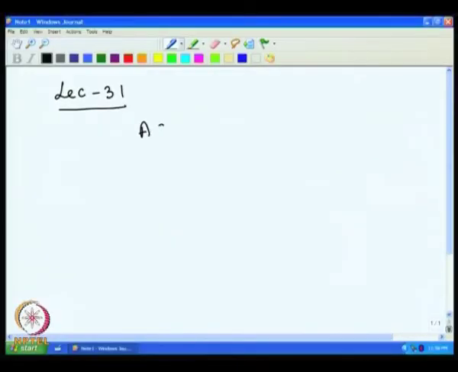Today we will discuss about AC applications of the operation amplifier. So far we have discussed about DC applications, and then we calculated various errors associated with the DC amplifiers and so on. Now we will discuss about AC applications of the operation amplifier.